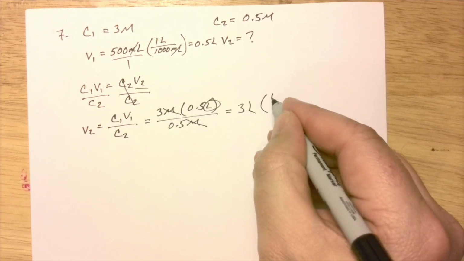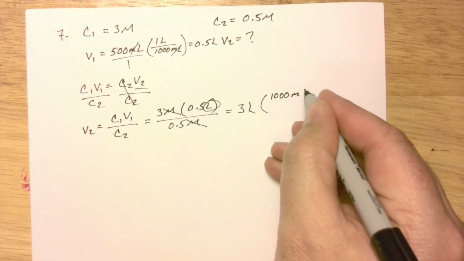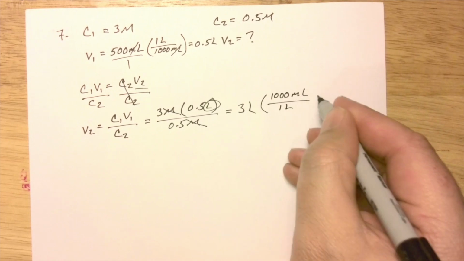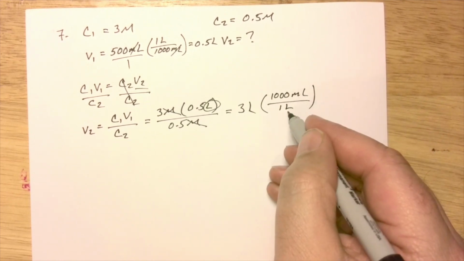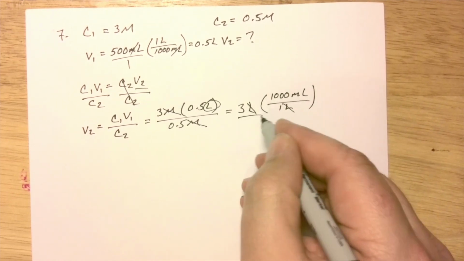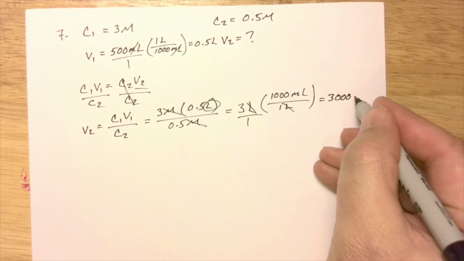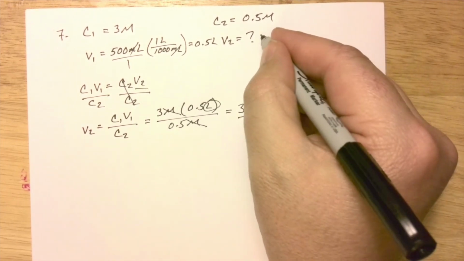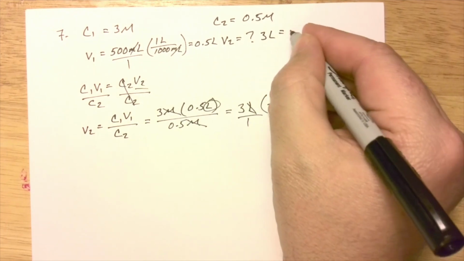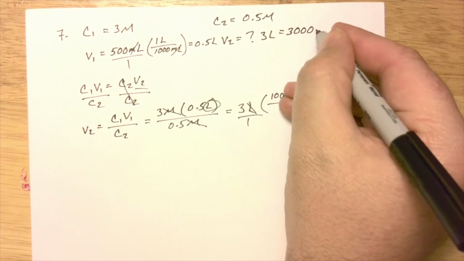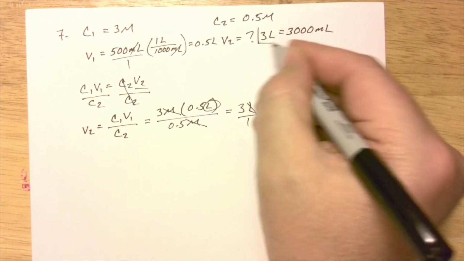Or, to convert that into milliliters, 1,000 milliliters is all over 1 liter. Liters will cancel out because this is over 1, which will give you 3,000 milliliters. So you'll need 3 liters or 3,000 milliliters.